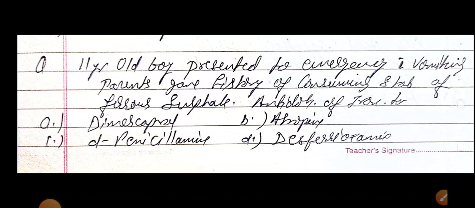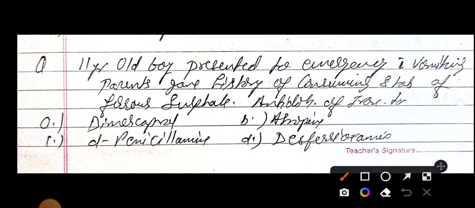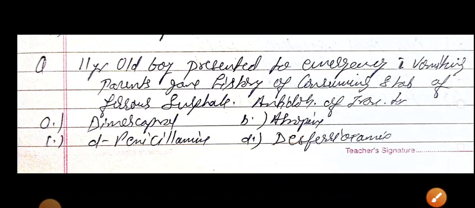Now, an 11-year-old presented to the emergency department with vomiting. Parents gave a history of consuming 8 tablets of ferrous sulfate. So what is the antidote for iron? Options: dimercaprol, atropine, D-penicillamine, deferoxamine. The answer here is deferoxamine. Why? Because this is the antidote. If they ask about oral preparations, deferiprone or deferasirox are the oral preparations. Atropine we are not going to give as an antidote for ferrous sulfate. Atropine is used in case of bradycardia.